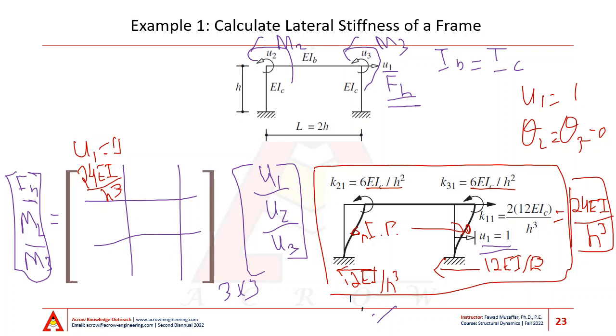My moment on the top left node is equal to 6EI over h cube. My moment on the top right node is again 6EI over h squared. Note that the moments that I am applying on the top nodes have IC, or the moment of inertia of the columns in them. They do not have the moment of inertia of the beam term in them because the beam would remain flexurally unstrained.